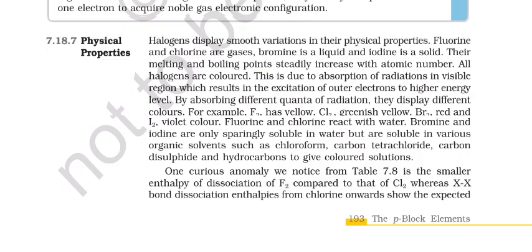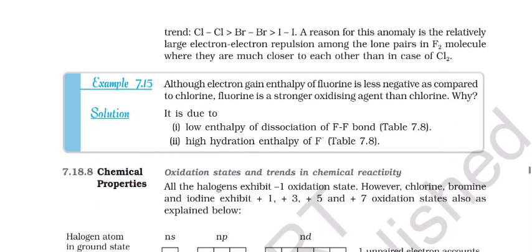Fluorine and chlorine react with water. Bromine and iodine are only sparingly soluble in water but are soluble in various organic solvents such as chloroform, carbon tetrachloride, carbon disulfide, and hydrocarbons to give coloured solutions. One curious anomaly we notice in table 7.8 is the smaller enthalpy of dissociation of F2 compared to that of Cl2, whereas X-X bond dissociation enthalpies from chlorine onward show the expected trend: Cl > Br > I. A reason for this anomaly is the relatively large electron repulsion among the lone pairs of the F2 molecule, where they are much closer to each other than in the case of Cl2.